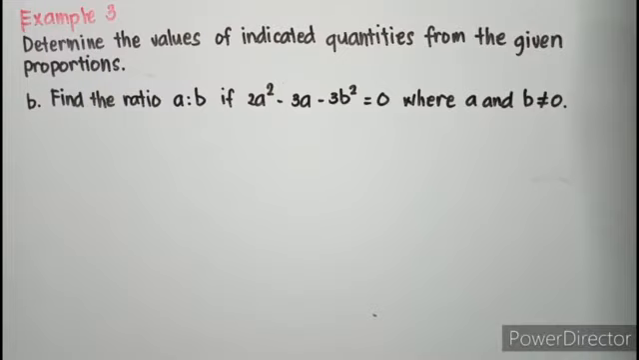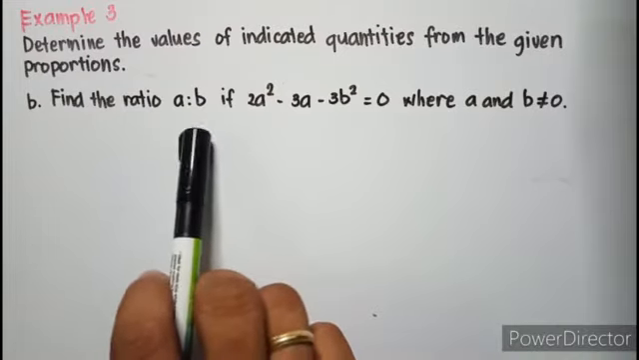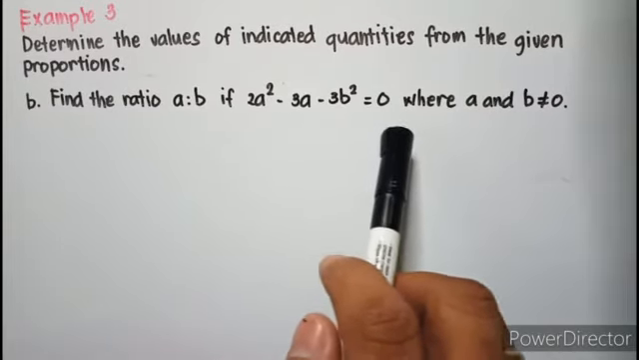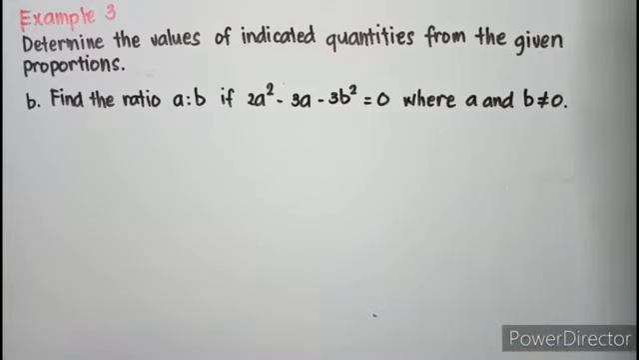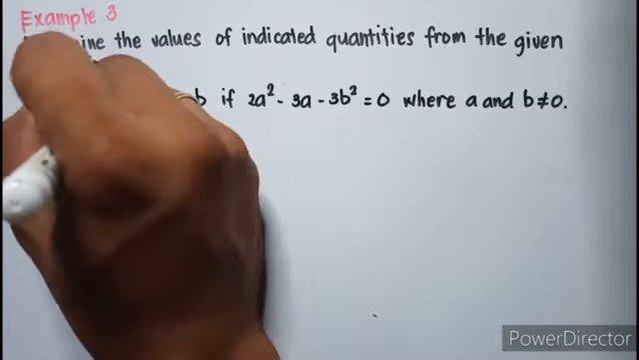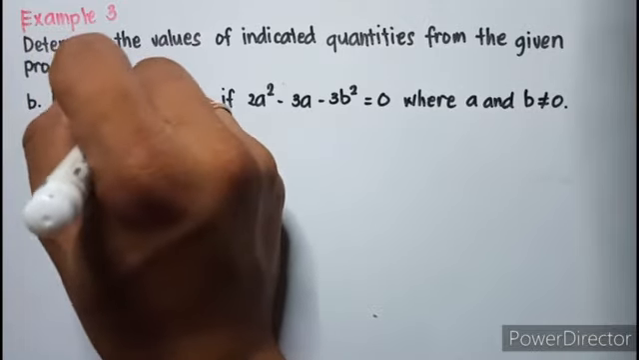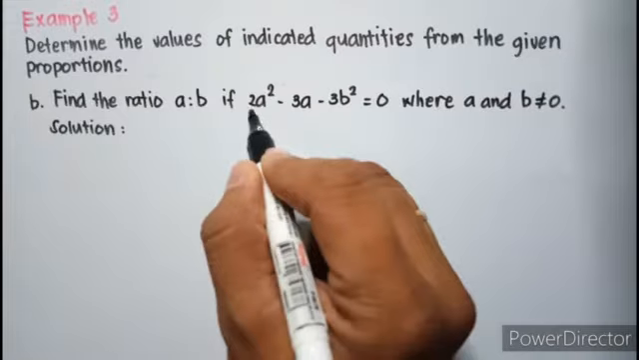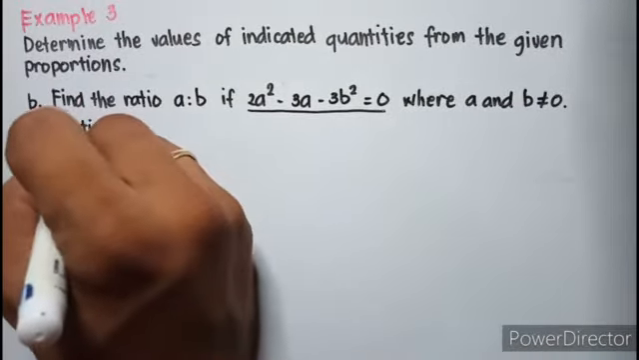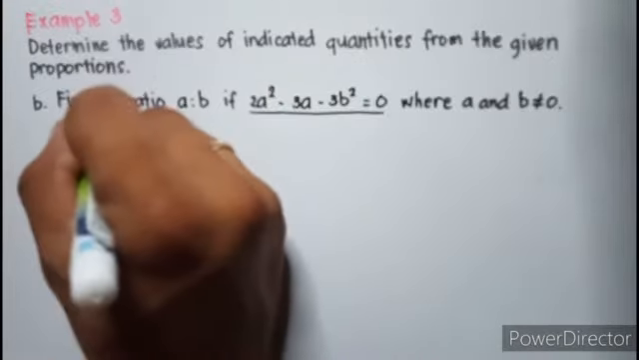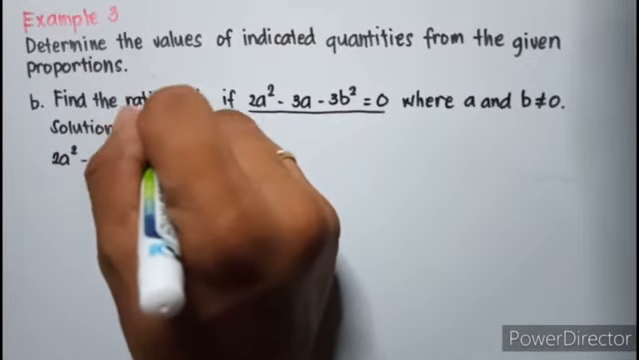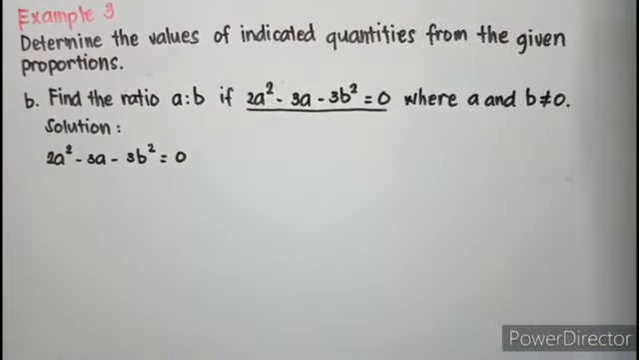So letter B. Find the ratio A is to B if 2A squared minus 3A minus 3B squared is equal to 0, where A and B is not equal to 0. So let's have our solution. We are going to copy our given equation. So that is 2A squared minus 3A minus 3B squared is equal to 0.